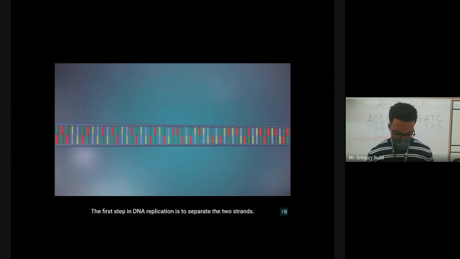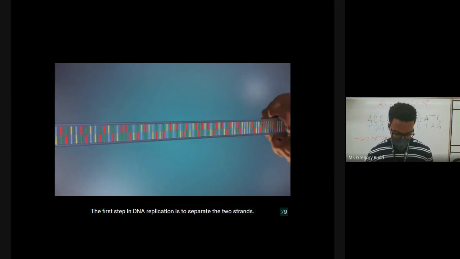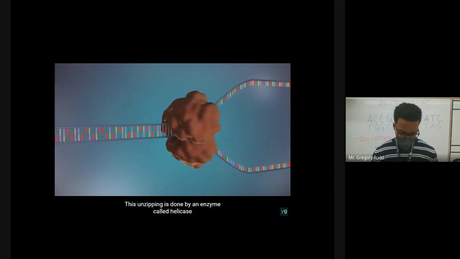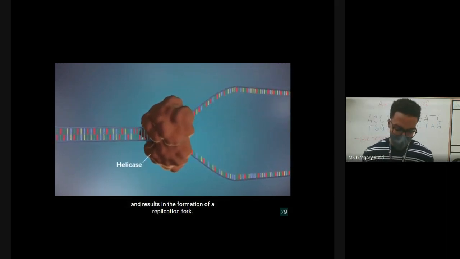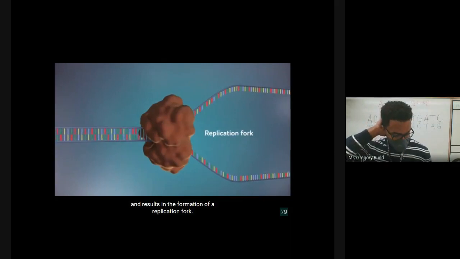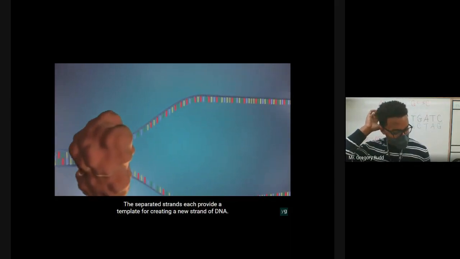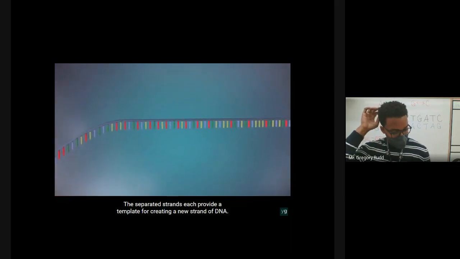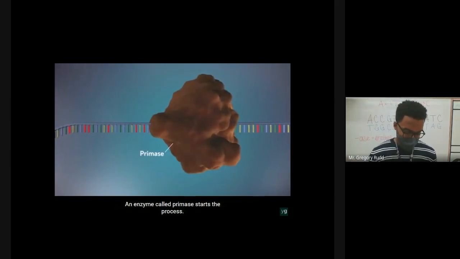The first step in DNA replication is to separate the two strands. This unzipping is done by an enzyme called Helicase and results in the formation of a replication fork. The separated strands each provide a template for creating a new strand of DNA. An enzyme called Polymerase starts the process.